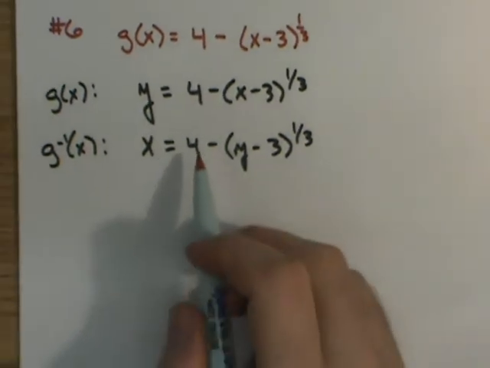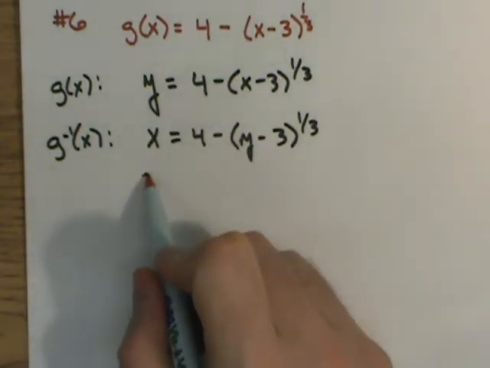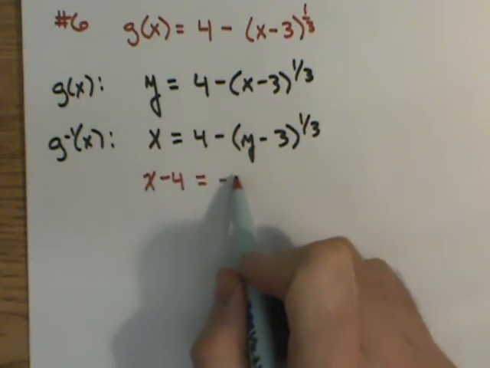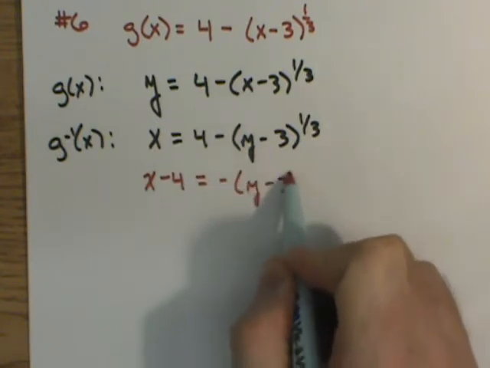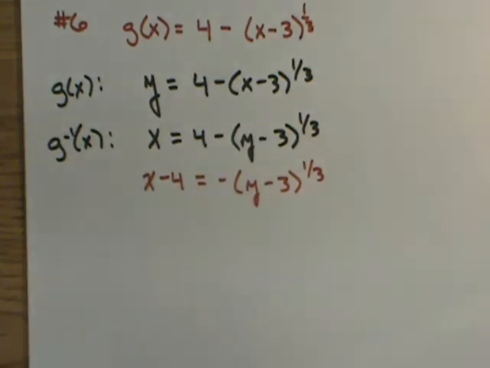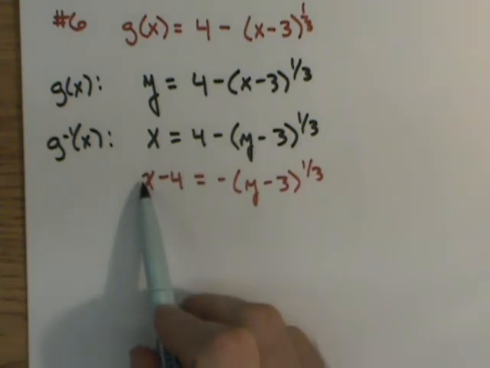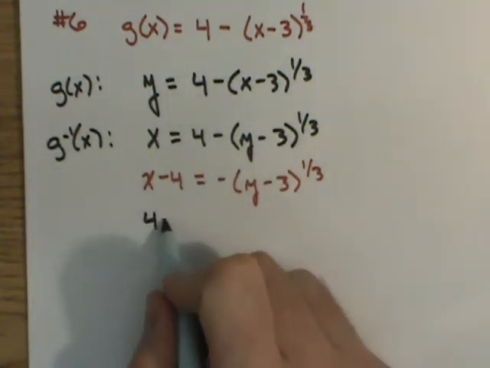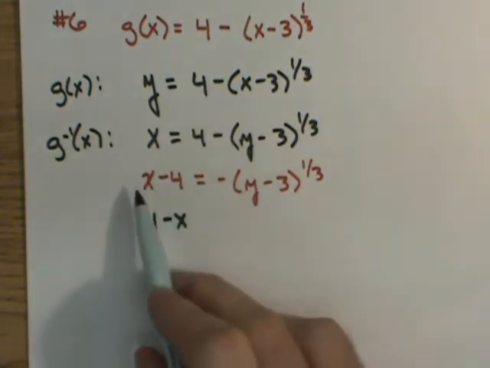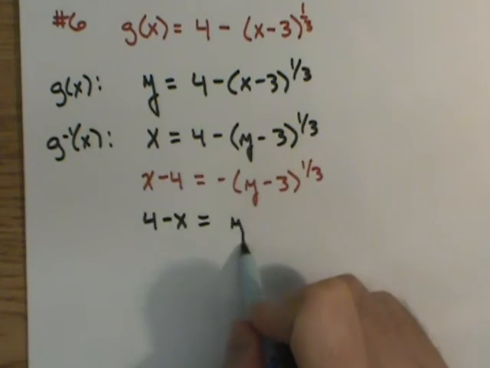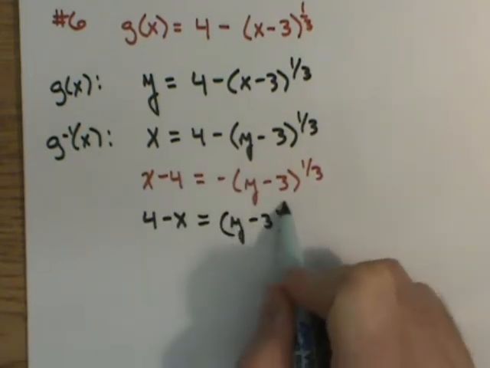To solve it for y, I'll simply move the 4 over. This becomes x minus 4 equaling negative (y minus 3) to the 1/3. I think I could multiply by negative 1 to get rid of the negative sign. If I multiply by negative 1, this could become negative x plus 4, or you could write it as 4 minus x. All I'm doing is multiplying both sides by negative 1. And then this would become (y minus 3) to the 1/3.